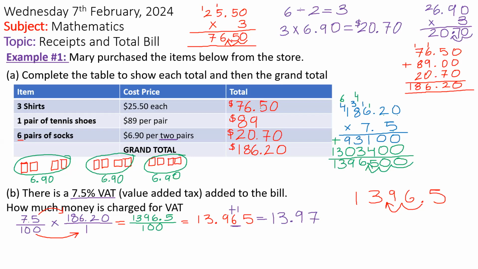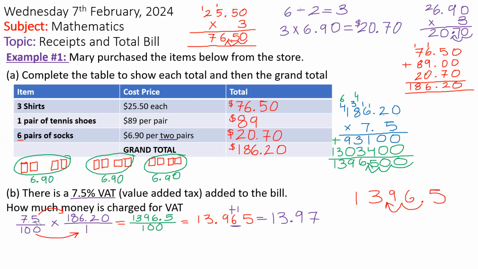Aliana. That's Aliana. Yes, sir. Can you explain how we got $13.97? Yes, sir. There is 7.5% VAT, value added tax, added to the bill. How much money is charged for VAT?